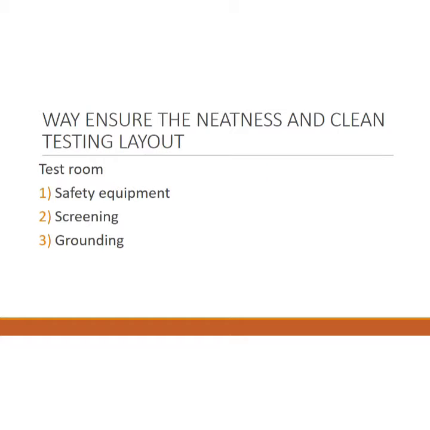And the last part, I'm going to explain about the way to ensure a neat and clean testing layout. First, in the test room, a suitable room is required to accommodate the high voltage construction kit. Depending on the kit configuration, a floor space of 5 meters times 6 meters is recommended, and a favorable height is 2.5 meters to 4.5 meters. Since voltages in excess of 100 kV are to be generated, it is necessary that the respective safety regulations are carefully followed.